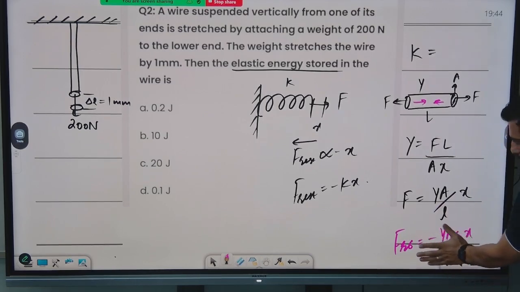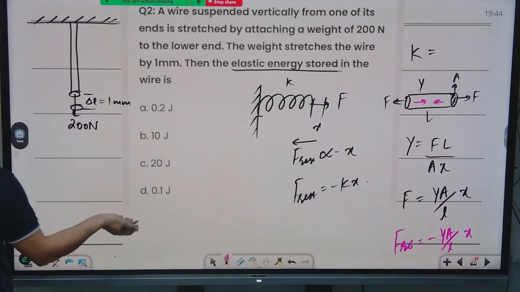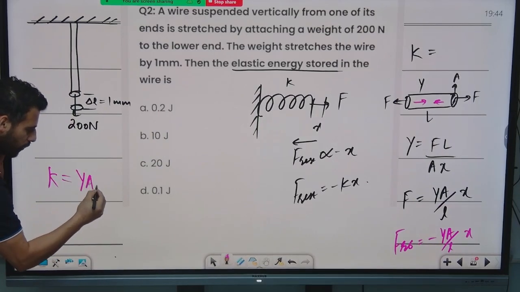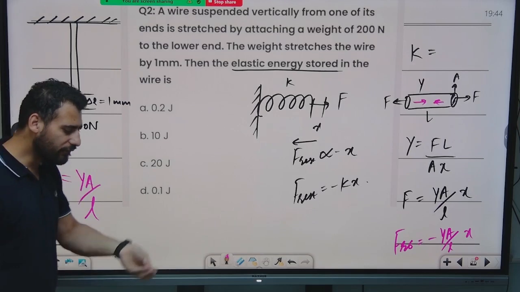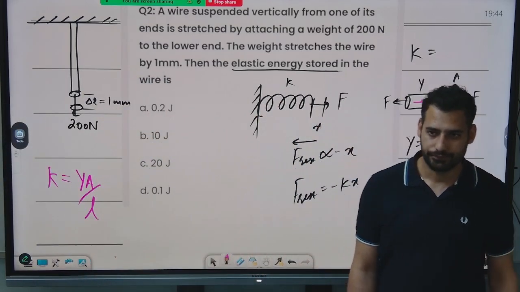Can you see this expression and this expression are the same? By comparison, can I say every wire behaves as a spring of spring constant K equal to YA by L? If you know the Y of the wire, if you know the area of the wire, if you know the length of the wire, you can directly find what? The spring constant, and then everything that is true for your spring will be true for the wire.